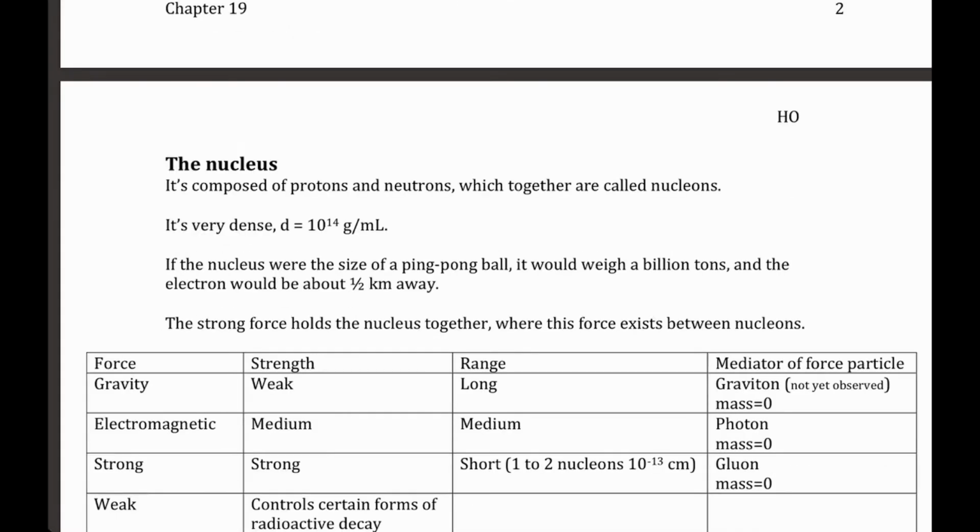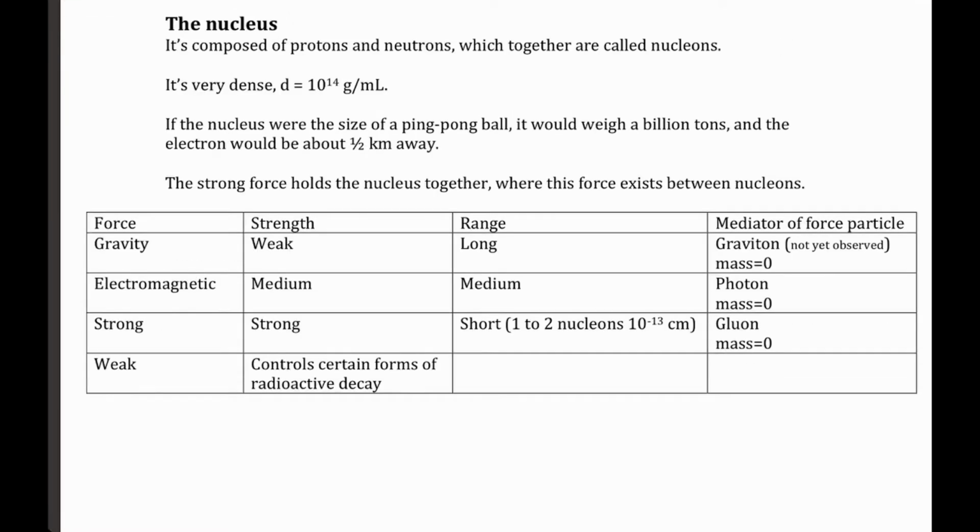Okay, a little bit on the nucleus. It's composed of protons and neutrons, which you know of course. Those together can be called nucleons. So we could say the nucleus contains nucleons. The nucleus is very, very dense. Its density is about 10 to the 14th grams per ml. Compare that with the density of water, about 1 gram per ml.